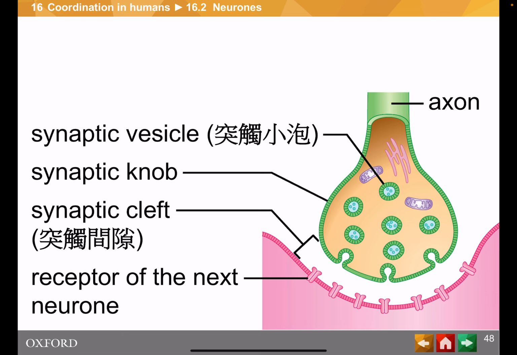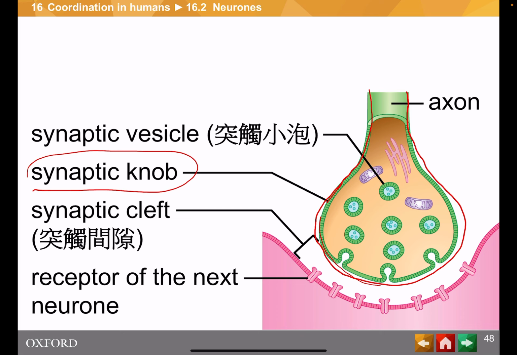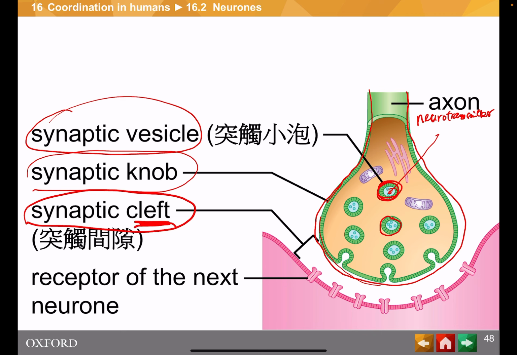Inside the synapse, the ending of the axon is shaped like a doorknob. We call this the synaptic knob, like a knob, right? Inside you can find a synaptic vesicle, and this vesicle contains some chemicals we call neurotransmitter. The gap between is called the synaptic cleft. Now, synaptic is the adjective describing the synapse, which is the noun. The vesicle in a synapse we call a synaptic vesicle.